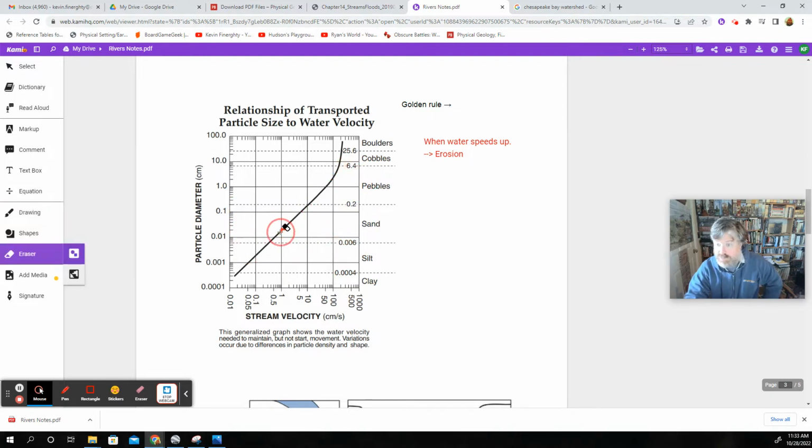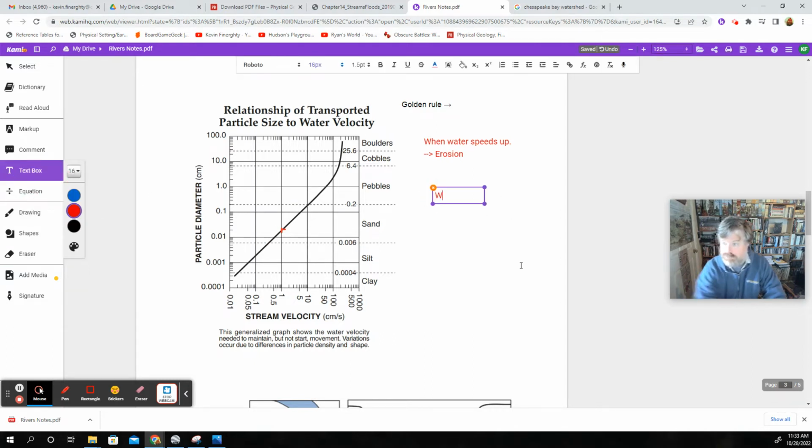The opposite case is what happens if water slows down. What you're going to get is that it could carry particles of some size. Let's say our water was going 1 again. It could carry sand, but if it slows down to 0.1, it can't carry that sand anymore. So the only thing that can happen for the sand is that it settles down to the bottom of the stream. It can't be pushed along anymore. It drops out. And that's what we call deposition.